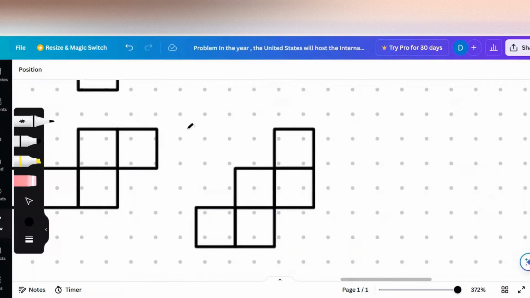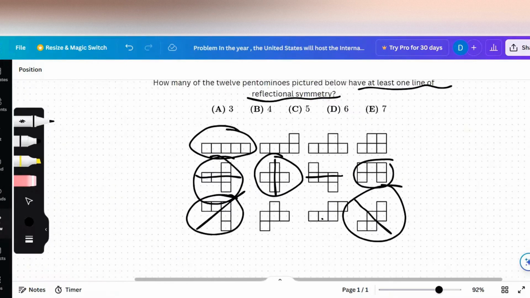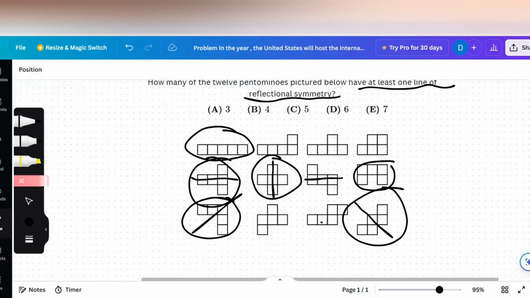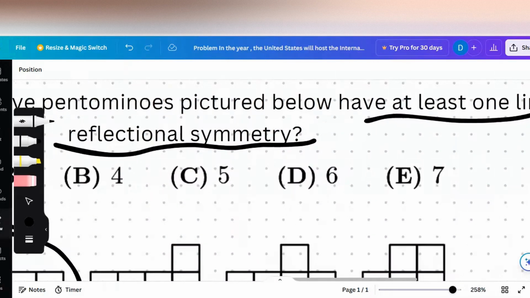For the last figure, we can once again divide it diagonally like that, and as we see, we can just fold it over diagonally, along the line, and it will not overlap. So we know that this one works as well. So in total, we have 1, 2, 3, 4, 5, 6, and your answer would be D.